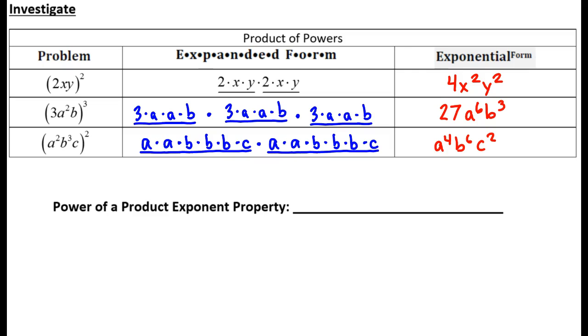So, power of a product exponent property. This states that if you have 2 things or multiple things multiplied on the inside, all raised to a power, it's going to kind of act like the distributive property. So this m is going to get distributed to the a exponent, and it's going to get distributed to the b exponent. So it's going to be rewritten as a to the m power multiplied with b to the m power.